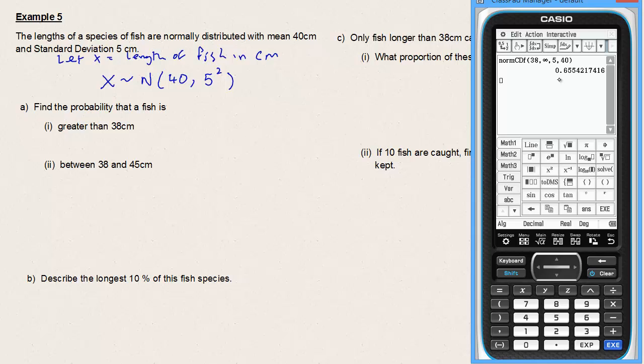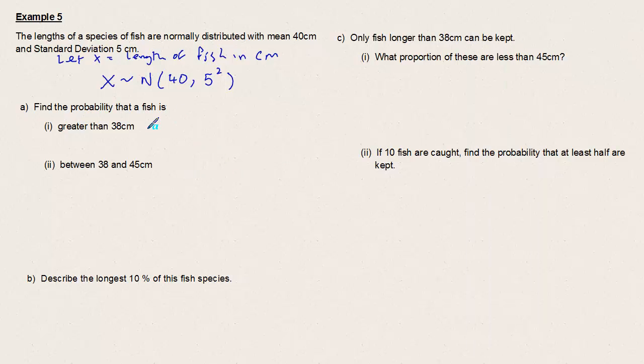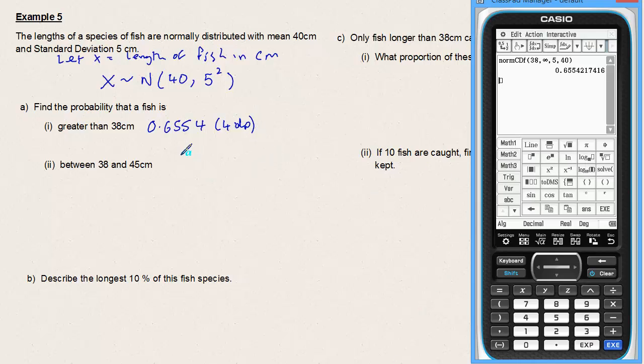Calculate, so that's 0.6554, giving our answers to 4 decimal places. And then between 38 and 45, we could probably just edit this one. Let's just take out the infinity and put 45 in there and execute, and that's 0.4968.